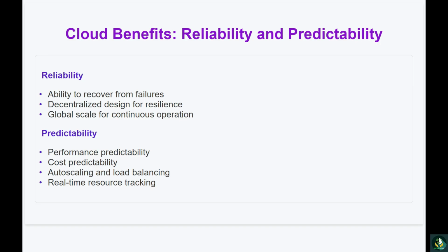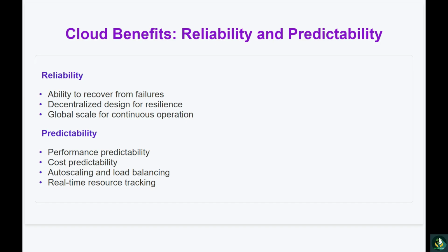Redundancy. Data and applications can be replicated across multiple locations, ensuring that there's always a backup available. Disaster recovery. Cloud platforms offer sophisticated disaster recovery solutions that can quickly restore operations in the event of a major disruption. This level of reliability is often difficult and expensive to achieve with on-premises infrastructure, especially for small to medium-sized businesses.